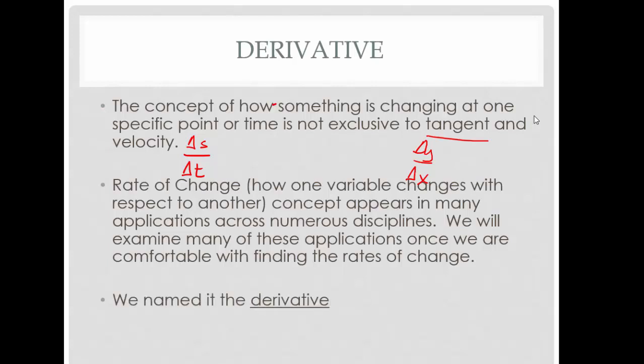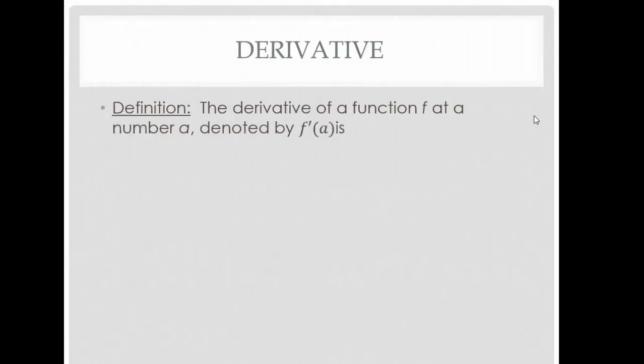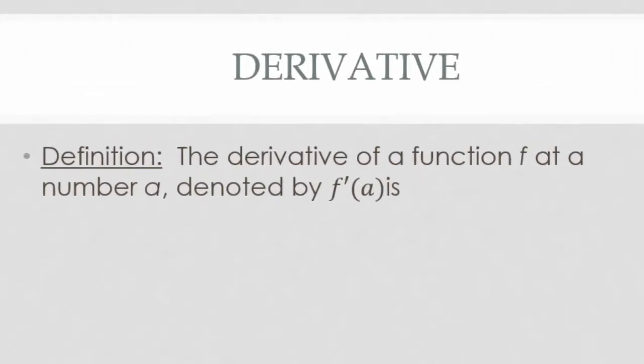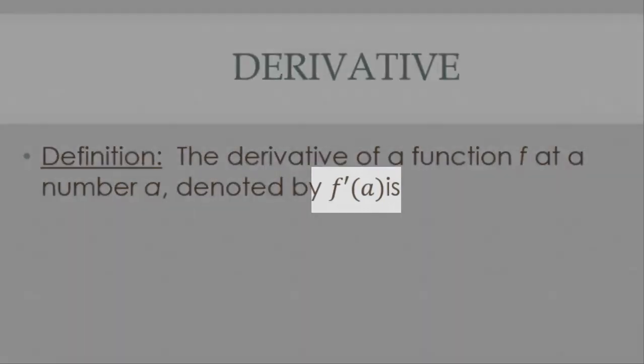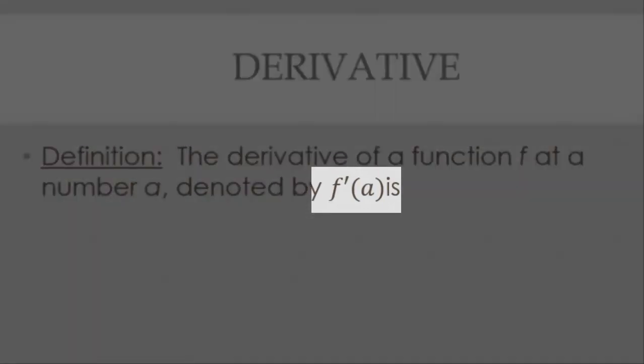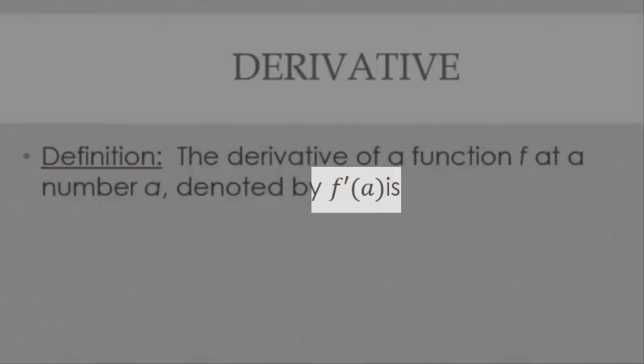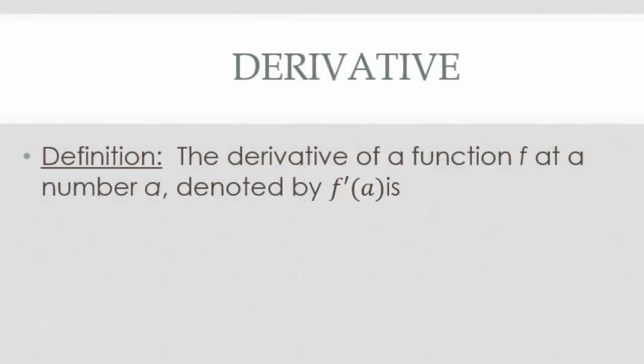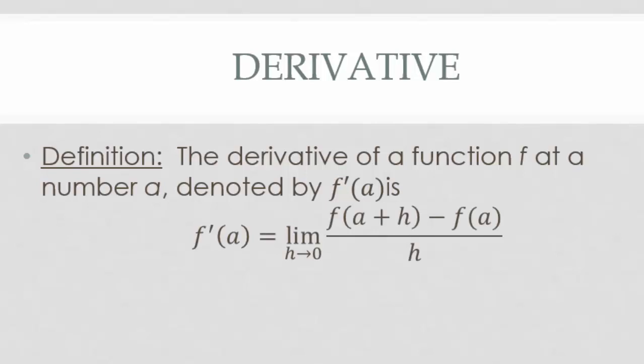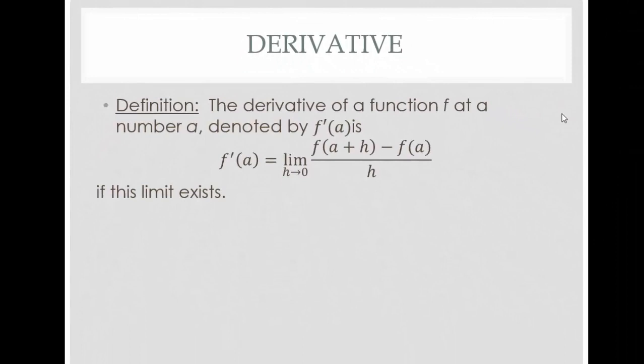So when we talk about a derivative, what we mean is that the derivative of a function f at a number a, which we denote by f with this little tick mark up here of a, okay, so this is the derivative of f at a. You'll hear people refer to this as f prime at a. The derivative is that limit definition that we just talked about. The derivative of f at a is the limit as h approaches 0 of f of a plus h minus f of a all over h, if that limit exists.